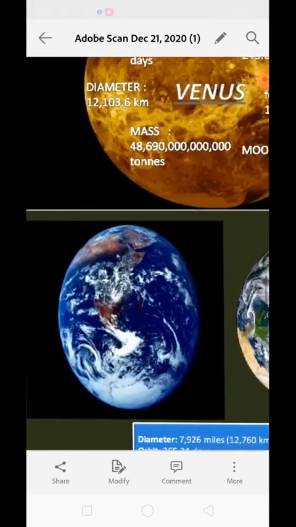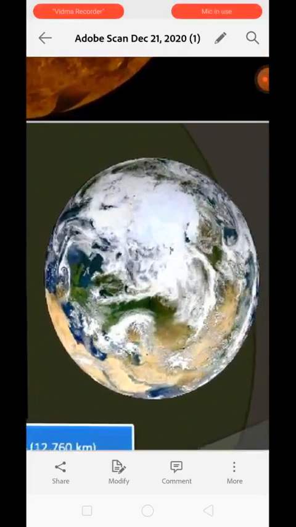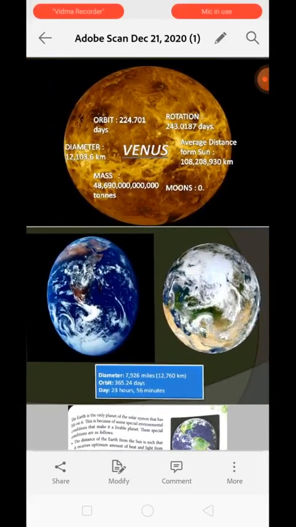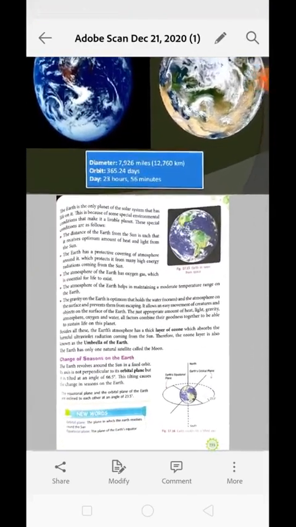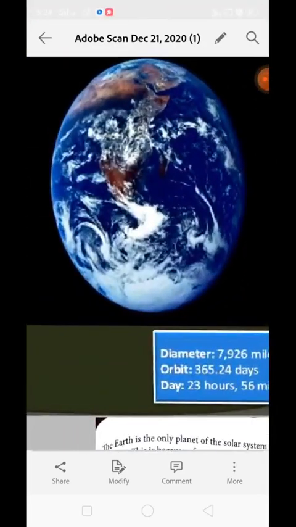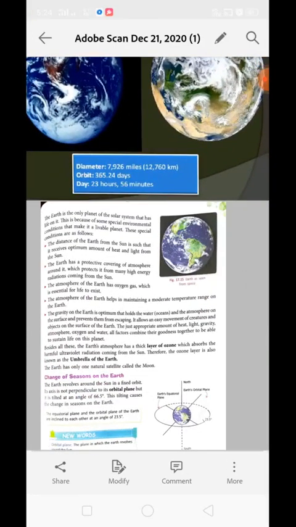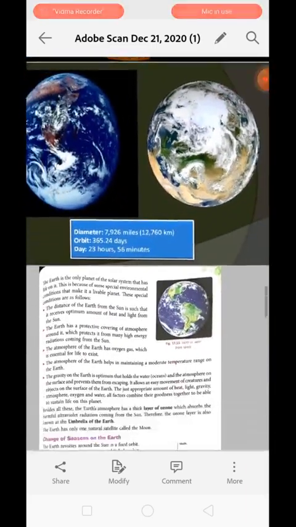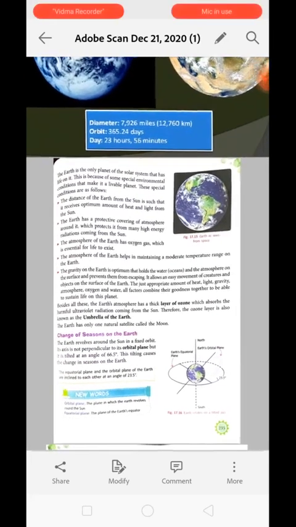Can you see this beautiful picture of Earth? This is our beautiful Earth. Earth is the third planet of the solar system. It is also called the blue planet because of its appearance of blue green from space. You can see over here, it is appearing somewhere blue, somewhere green, due to reflection of light from the water and obviously the land masses.